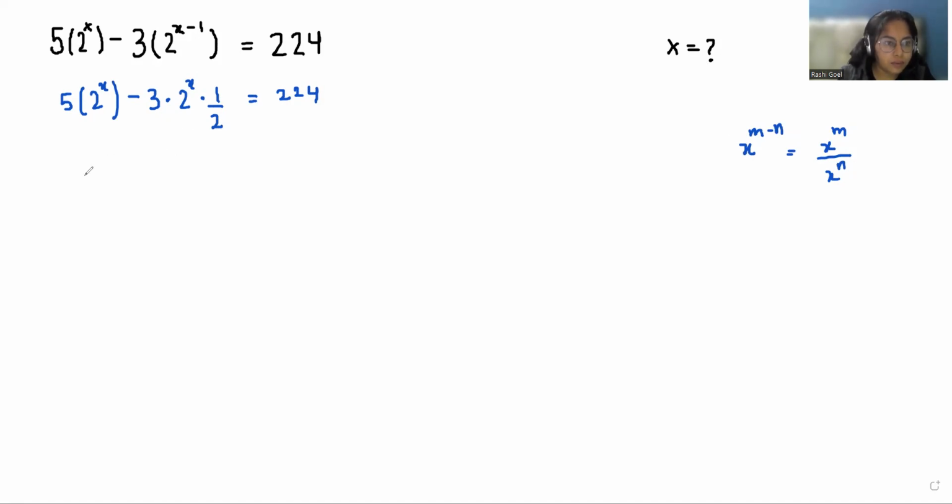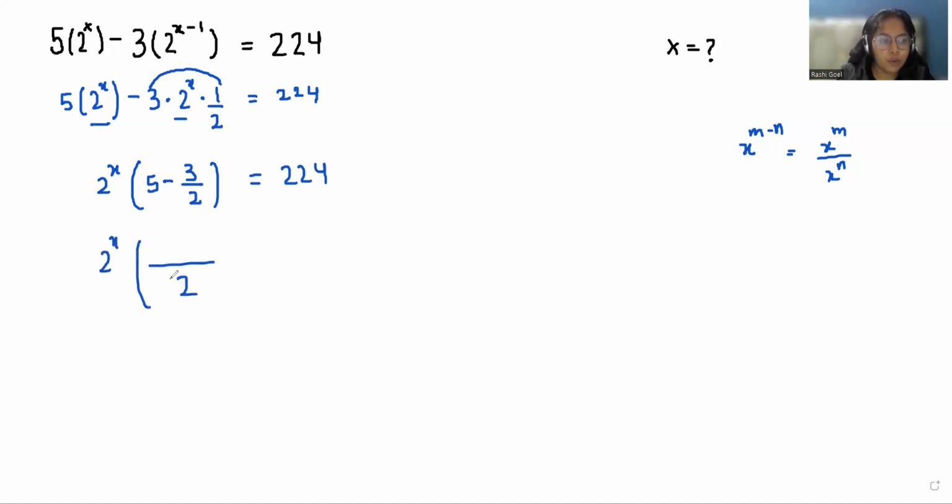Now, we can take 2 power x as common. So what is left? 5 minus 3 times 1 by 2 is equal to 224. Now if I take the LCM, the LCM is 2, and here 5 times 2 is 10. 10 minus 3 is 7. So 2 power x times 7 by 2 is equal to 224.